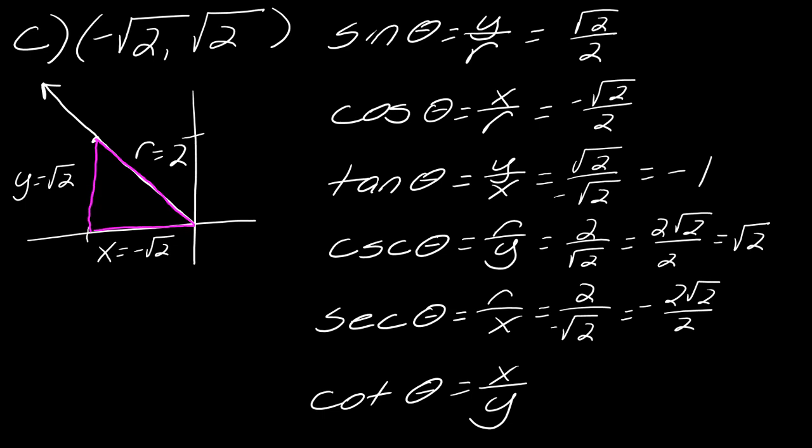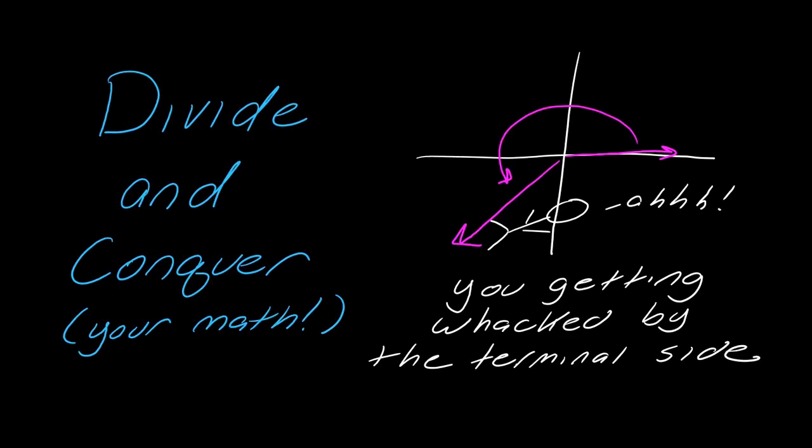And then a similar thing happens with secant theta. So I get 2 over the negative square root of 2. I go through the same work, and so now I get the negative square root of 2. And then for this last one, I've got x over y, that's going to come out to negative square root of 2 over square root of 2. So that's just going to simplify to negative 1. And so that covers it for these examples.